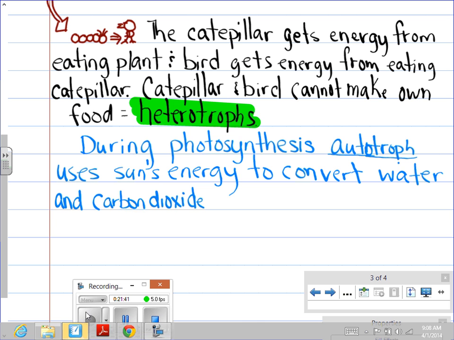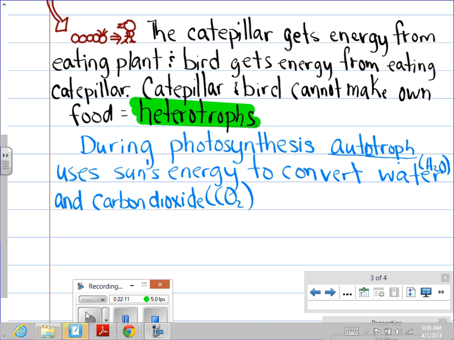I'm going to put this, you don't have to, but who knows the chemical formula for water? H2O. You want your notes to look sophisticated? I would add it. What's the chemical formula for carbon dioxide? CO2, and it looks like this, with a little 2. So during photosynthesis, autotrophs use sun's energy to convert water, carbon dioxide. So autotrophs, being plants, use sunlight, water, carbon dioxide.